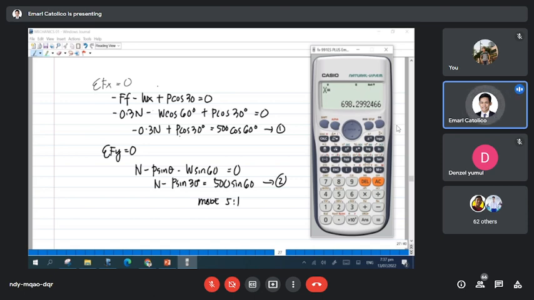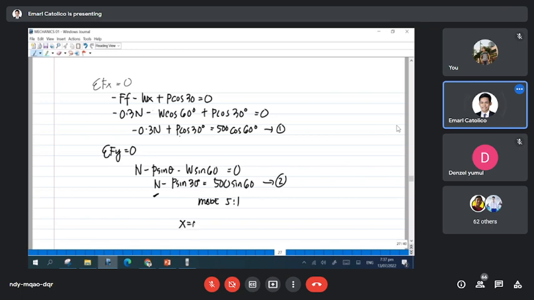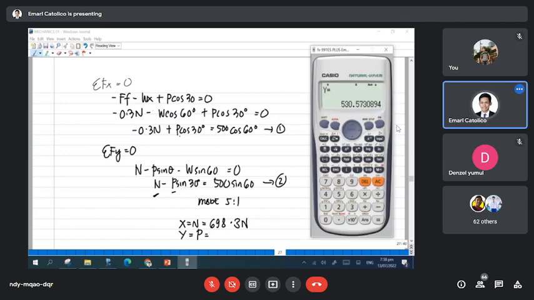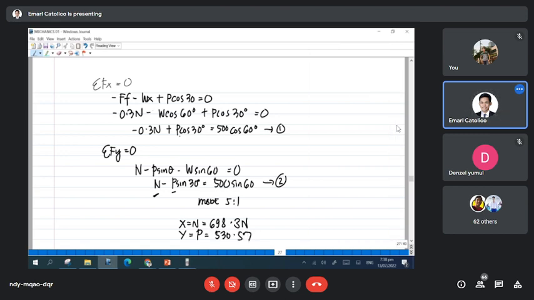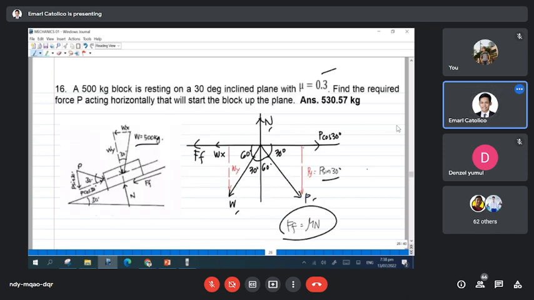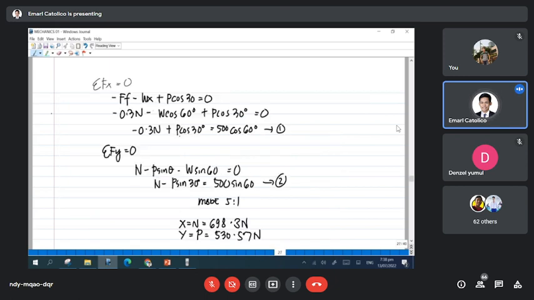Okay. So x natin is 698. So ano yung x mo? Yan yung N. 698.3 Newton. Then yung y mo, yan yung pangalawang term, which is P. 530.57. Okay. Then check natin kung tama. So yan. So ang hinahanap dito is force P, which is 530. So tama naman siya.